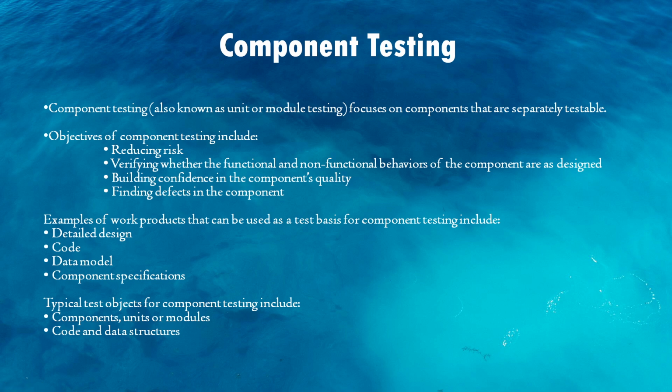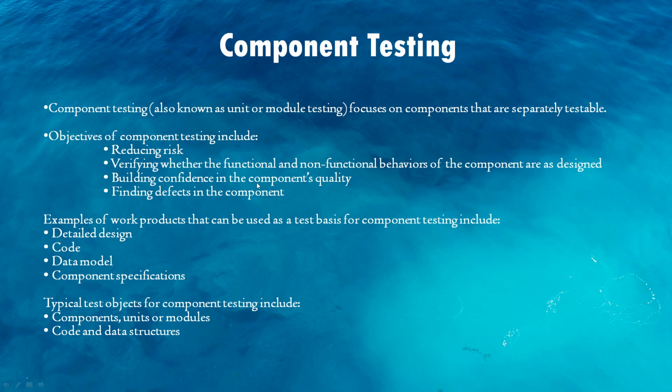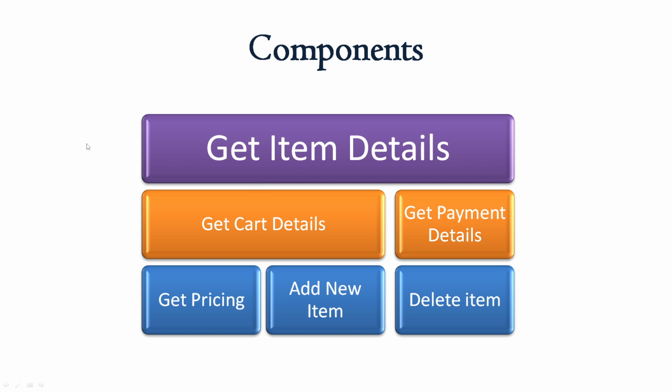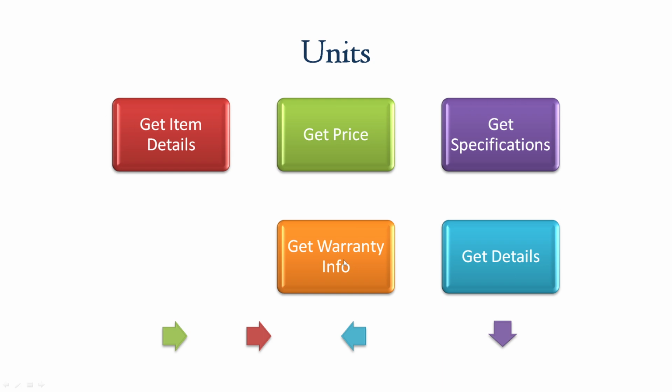Okay, so now I'm giving a code example for you. A component is a big chunk of code. Think of it like a big chunk of code. I always give a real-time example, so I'll give one here as well. In the previous e-commerce unit example, we saw get item details, but here we are going to get the overall item details. Do you remember? These are all units. For a mobile phone, if you open an e-commerce website, it will have get warranty information, detail, overall summary, specification, get price, item.